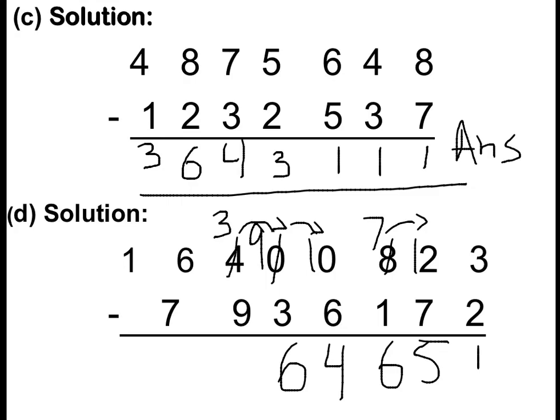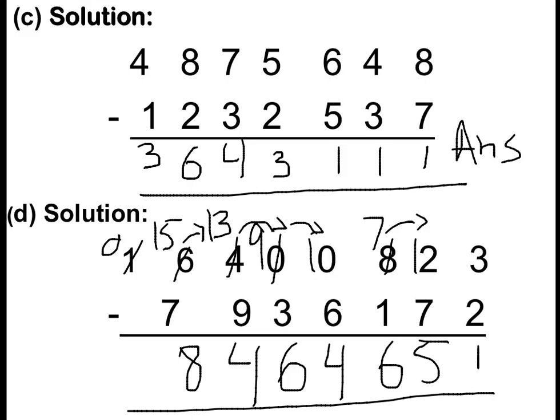Here is 3. We take carry. 13. Now 13 minus 9. Yes student, 13 minus 9, answer will be 4. Here is 5. Take carry, make 15. Here is 0. 15. 15 minus 7 is equal 8. Yes student, the answer of part D is 8,464,651. This is the answer. Understand?